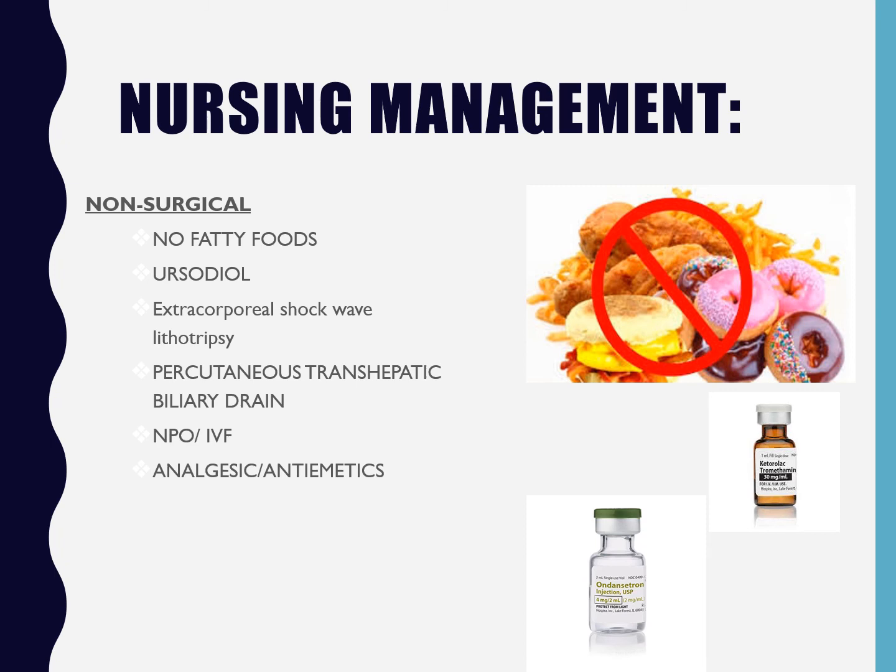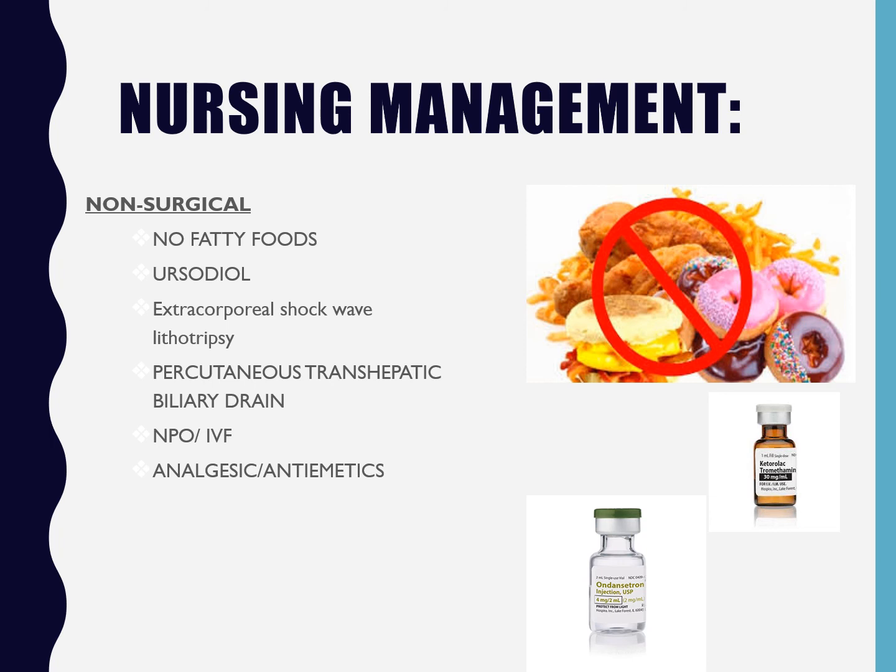Do make sure that your person is NPO during the acute phase of this and that they have IV fluid so they don't get dehydrated. When they are less acute and the nausea and vomiting ceases, then we can begin putting our person on, say, a clear liquid diet. When it comes to analgesics, IV Toradol is a fantastic drug. It's also known as ketorolac, with a K.